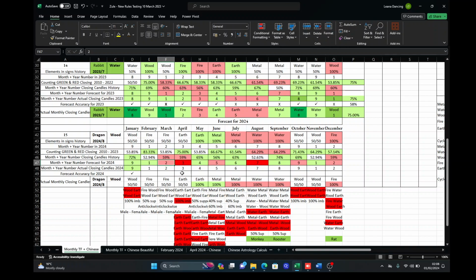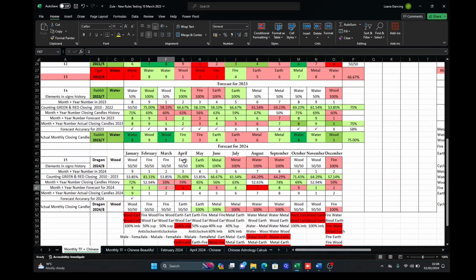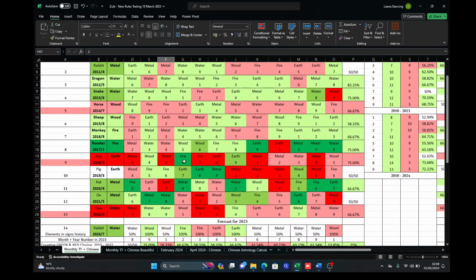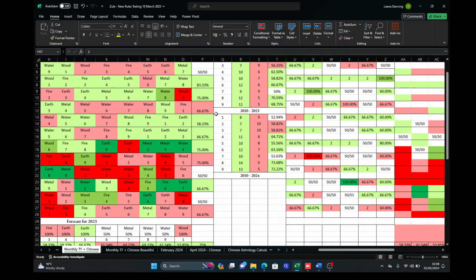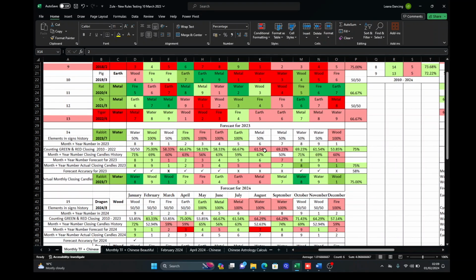Moving on to April. April is month number 3, which is another vulnerable month. As you can see here in the numerology table, month number 3 is one of the most vulnerable months out of all of those numbers. It closes on a red candle almost 60% of the time. So we have that vulnerability.